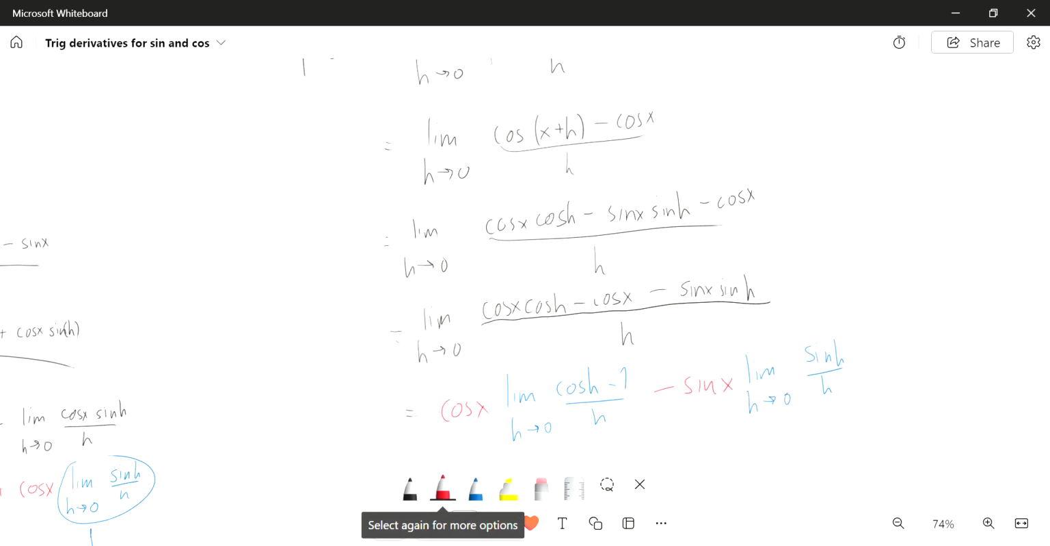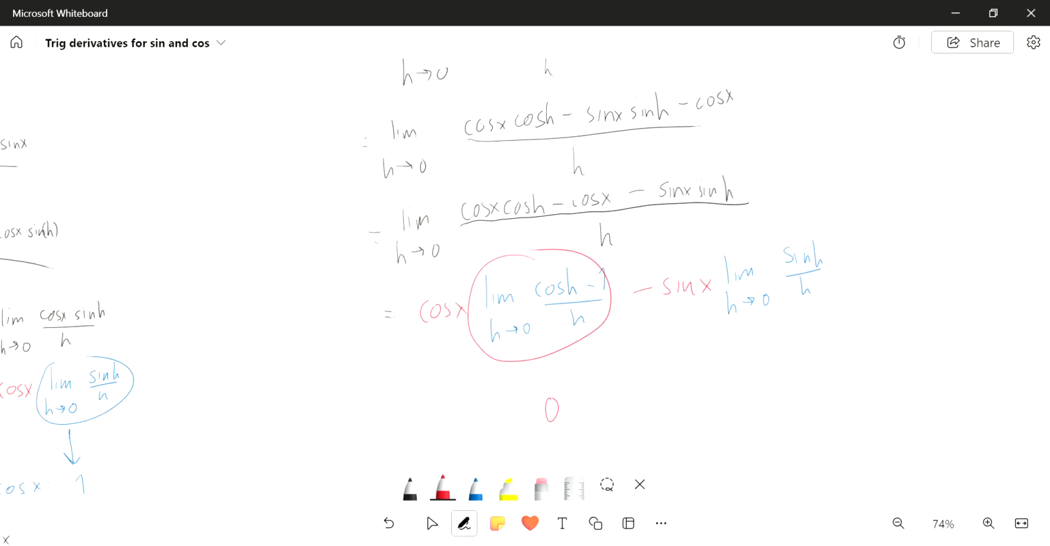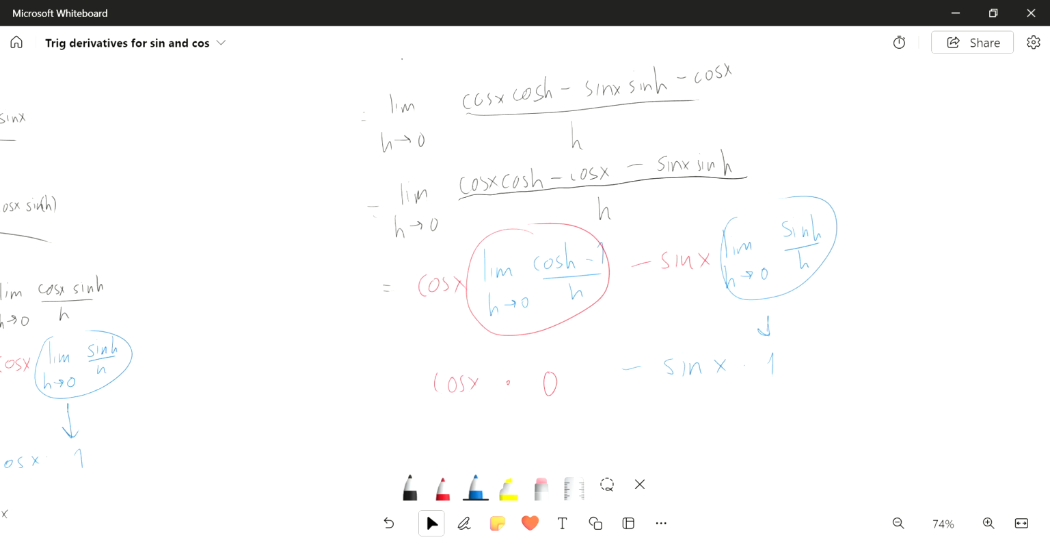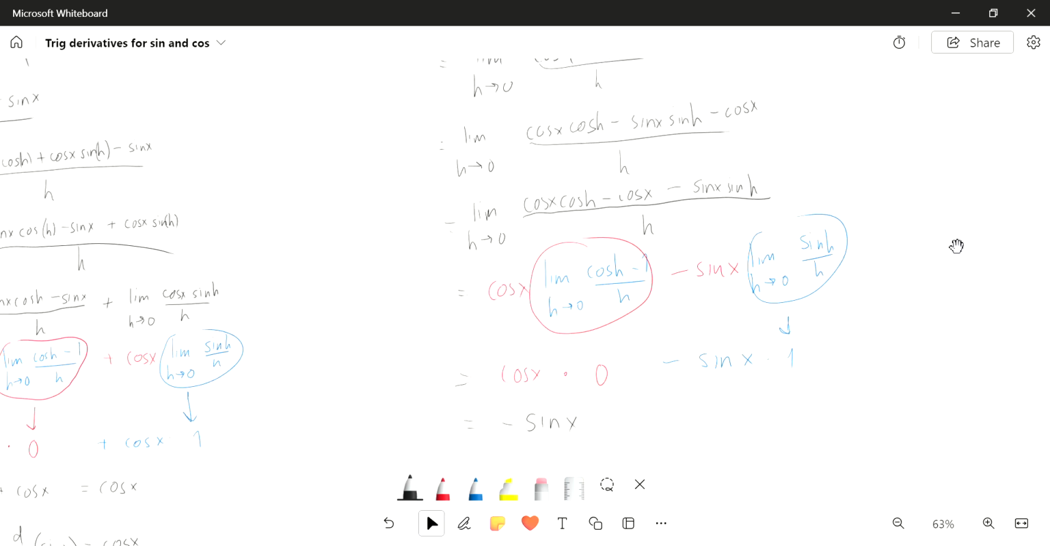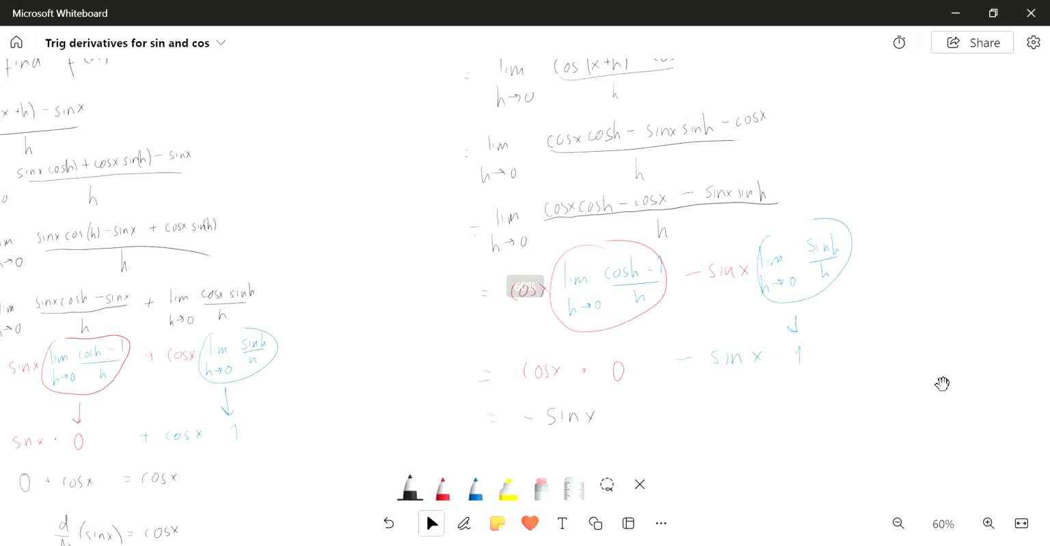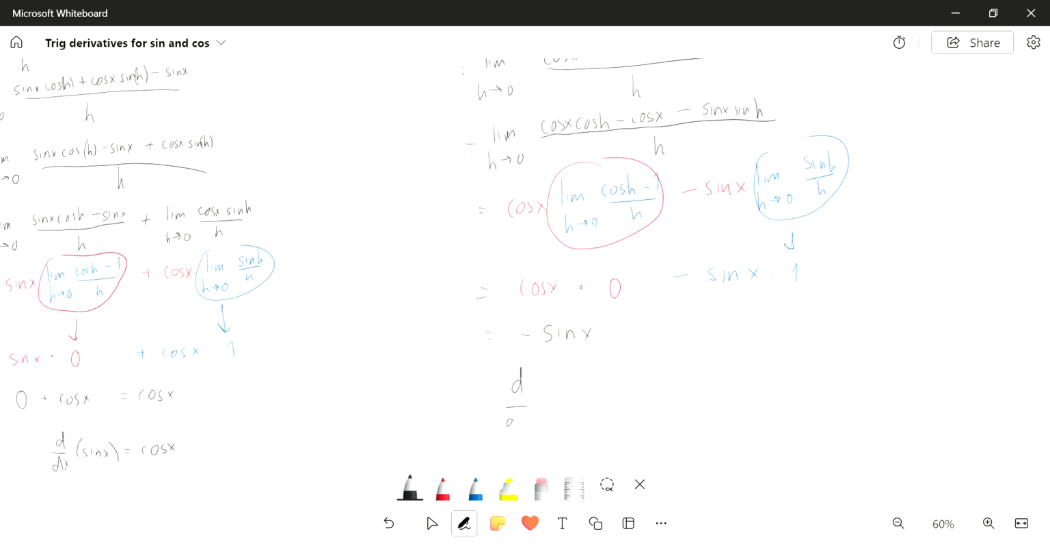And so now this limit, when we evaluate it, becomes 0. So we have cosine x multiplied by 0. And this limit, when we evaluate it, becomes 1. So we have minus sine x times 1. And so when we simplify all of this, we get negative sine x. So the derivative of cosine x, or d over dx cosine x, is equal to negative sine x.